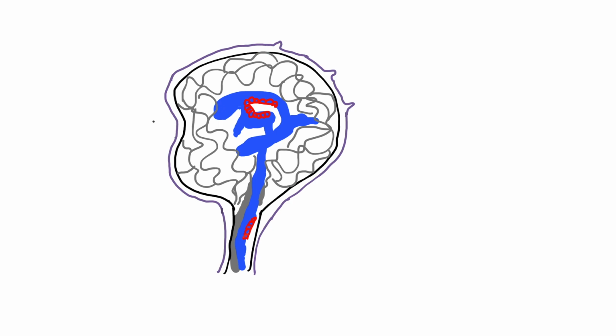Now you can see a rough sketch of the brain, and now I will try to explain how the CSF is produced in the brain. I just mentioned that the CSF is produced in a series of chambers called the ventricles. So let's see where the ventricles are located in the brain.